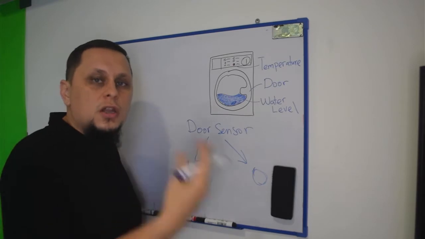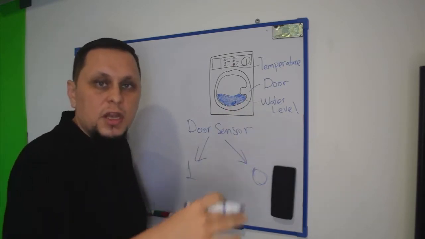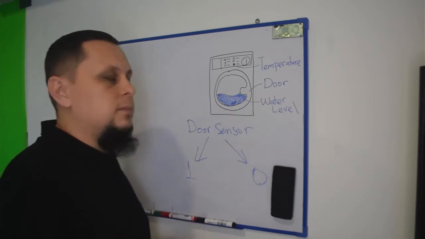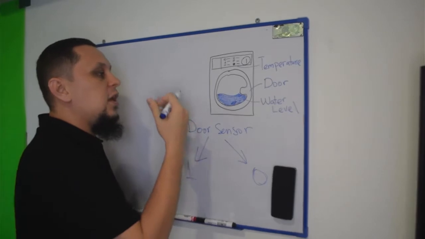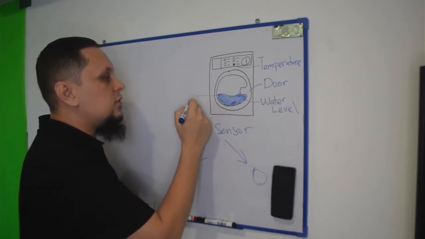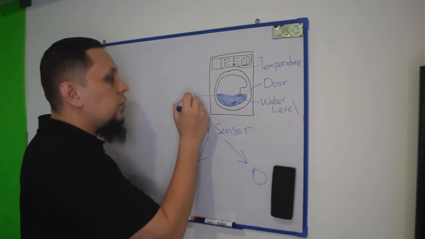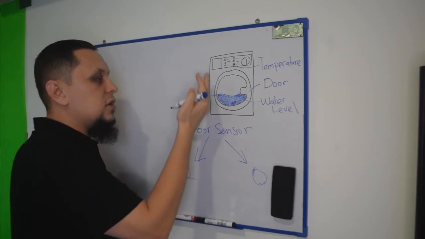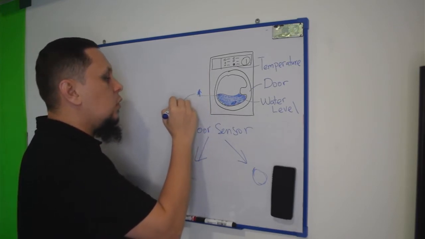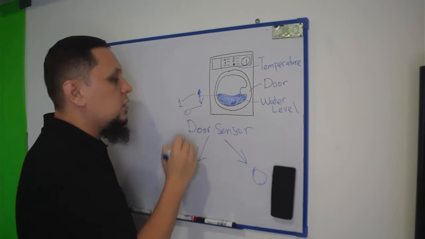In order to start the washing process, you have to lock the door, but you also have to make sure that you have enough water inside the washing machine. So this is the water level, meaning there is another sensor here. This sensor will check the water level. If the water is above the threshold, this sensor will return 1. If the water is below the threshold, this sensor will return 0.